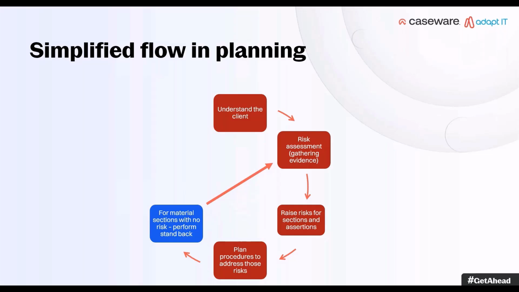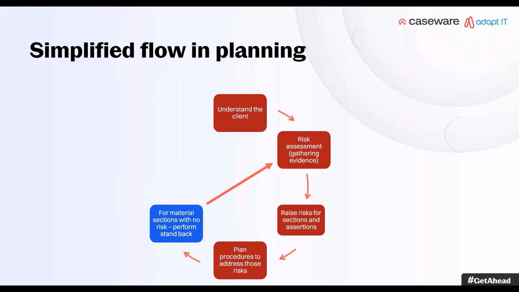Now, even though we've got a beautiful circle, when we do identify the material items and we perform a stand back, it's quite possible, of course, to say, hang on, I actually did now identify a risk, and then go basically right across the circle, go back to risk assessment, document those, then raise the risk, and so forth. So it's a bit messier than just a plain simple circle. All right. So that's first of all.